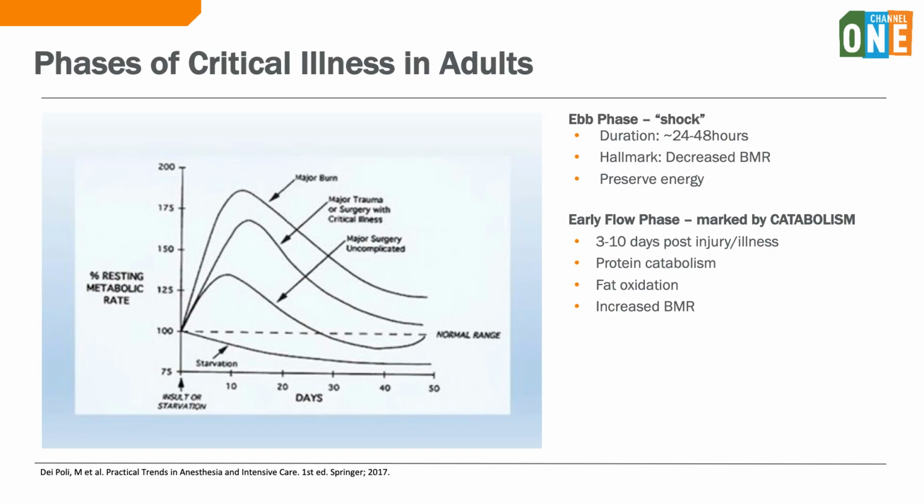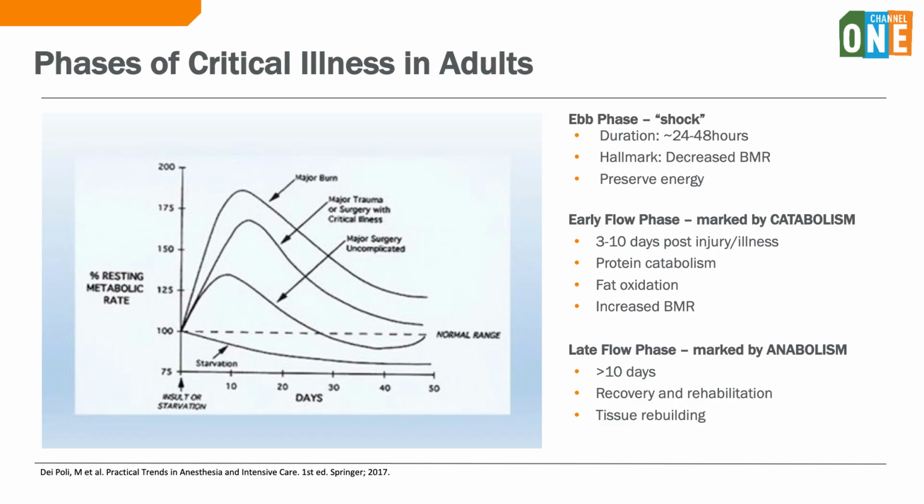The third phase is the repletion phase, which is also known as the late period of flow phase. This is where you'll see anabolism. These are anywhere from days 10 to 60, but can last even longer. Patients may need up to 130% of their resting energy expenditure to support tissue repair, repletion, and recovery. Our nutritional goal shifts from a metabolic support to promotion of repletion.